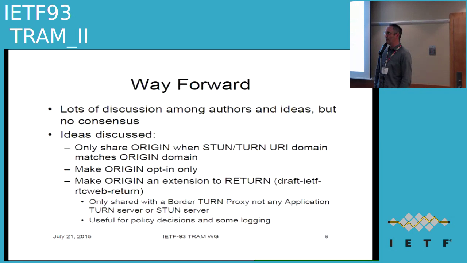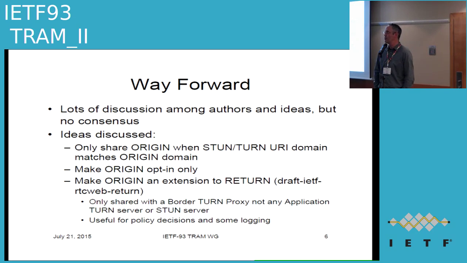Sure, yeah, that would be a problem. If anybody could impersonate a border TURN proxy, then this wouldn't have any benefit, as you say. But I think in order to be a border TURN proxy, you have to actually, topologically, be in the right place. But that's not something the browser necessarily can figure out, whether someone's topologically in the right place before it sends. My recollection is that it's based on the method of discovering the TURN server, right?